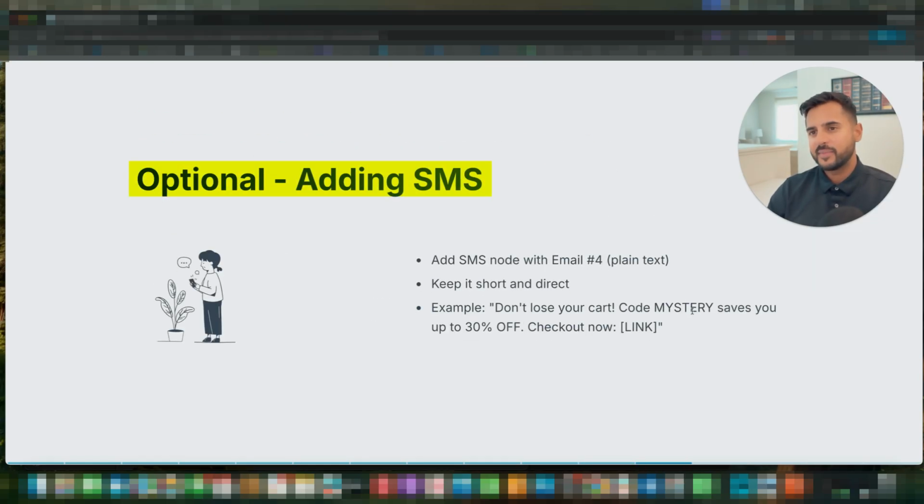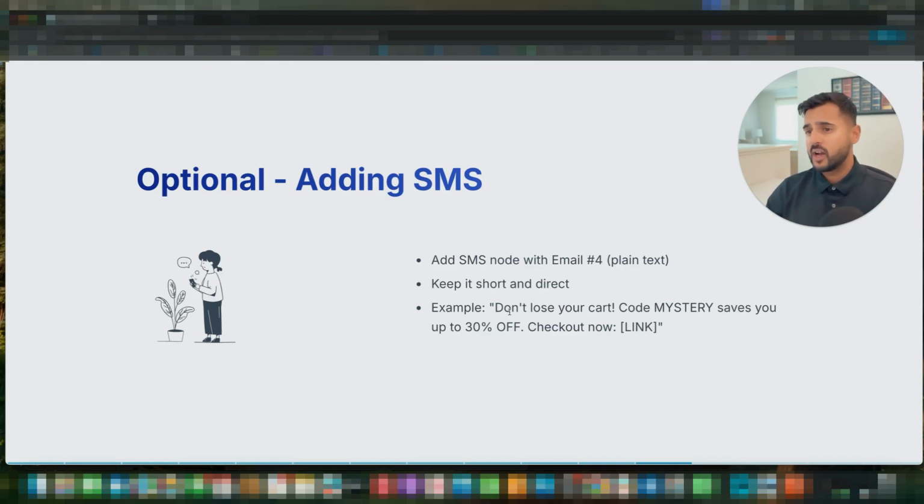If you do want to add SMS, I think adding SMS to abandoned cart and abandoned checkout is a really, really smart idea in order to capture some additional revenue. So you can add an SMS alongside email number 4, which is the plain text email that we went over. You want to keep it short and direct. So again, it's going to be sent exactly at the same time as the last email of your abandoned cart flow. And just as an example, you want to keep it super short. Don't lose your cart. Code mystery saves you up to 30% off, or whatever the percentage off savings is that you want to say. And you want to have the checkout now. And you want to make sure that this links directly back to your cart, not the checkout and not the product page, directly back to their cart, because that's where people left off in the funnel.